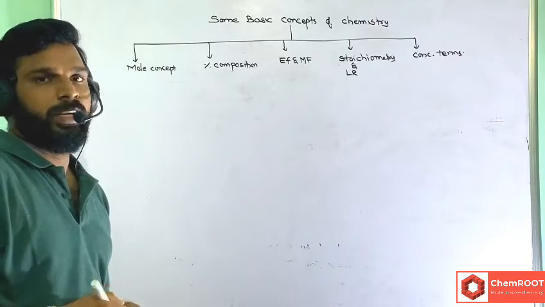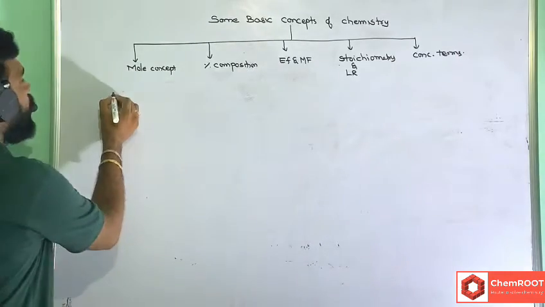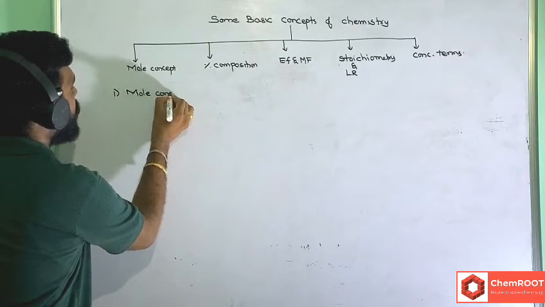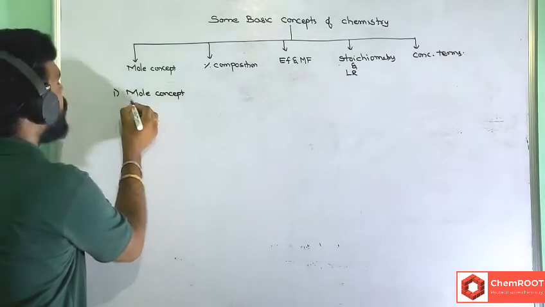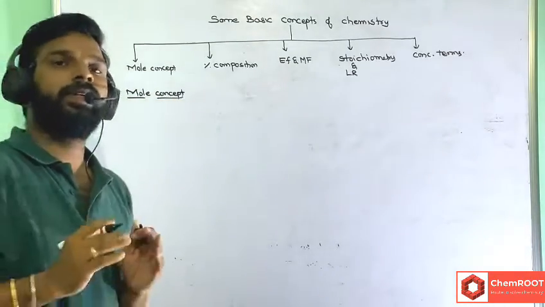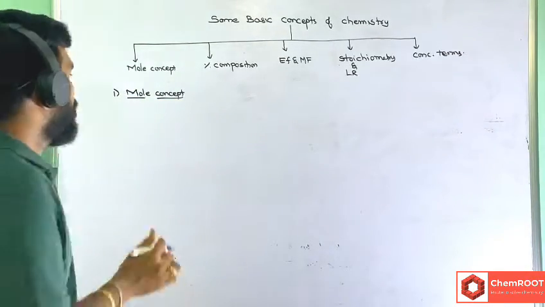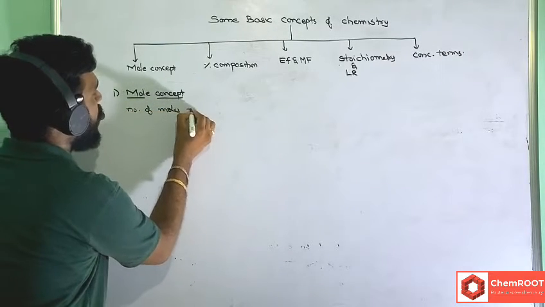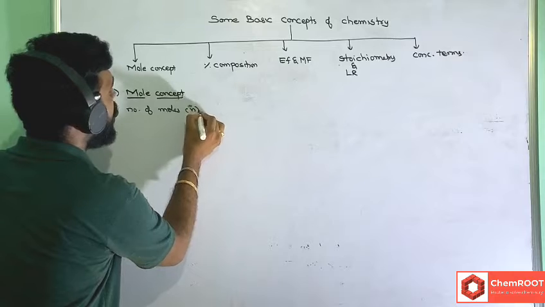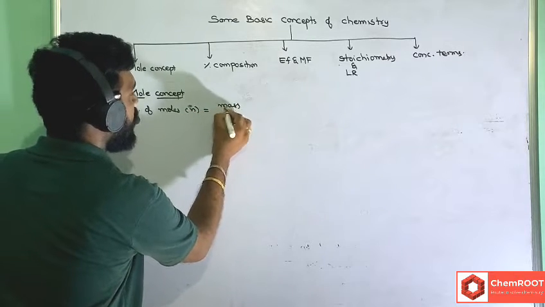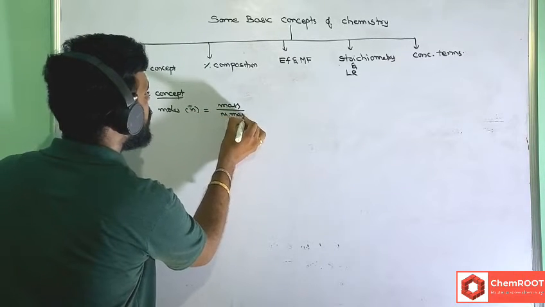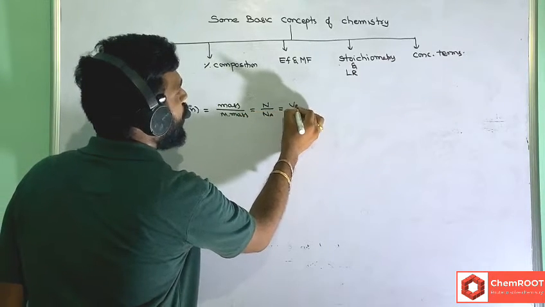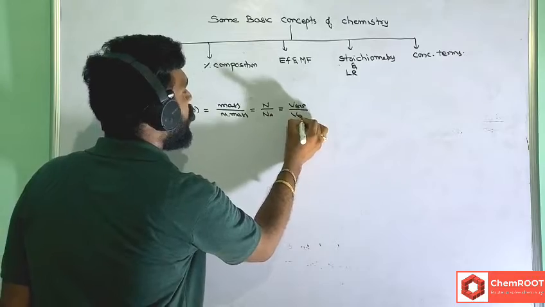What are the important concepts here? First we will start with mole concept. In mole concept, we have to find the number of moles. What is the formula we have? Number of moles, n, equals given mass by molar mass, equals number of particles by Avogadro number, equals volume at STP by molar volume.